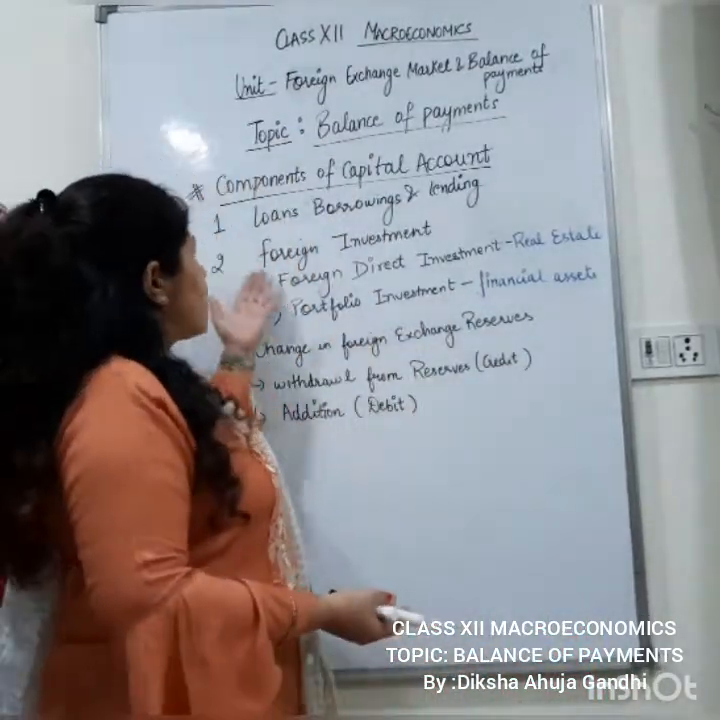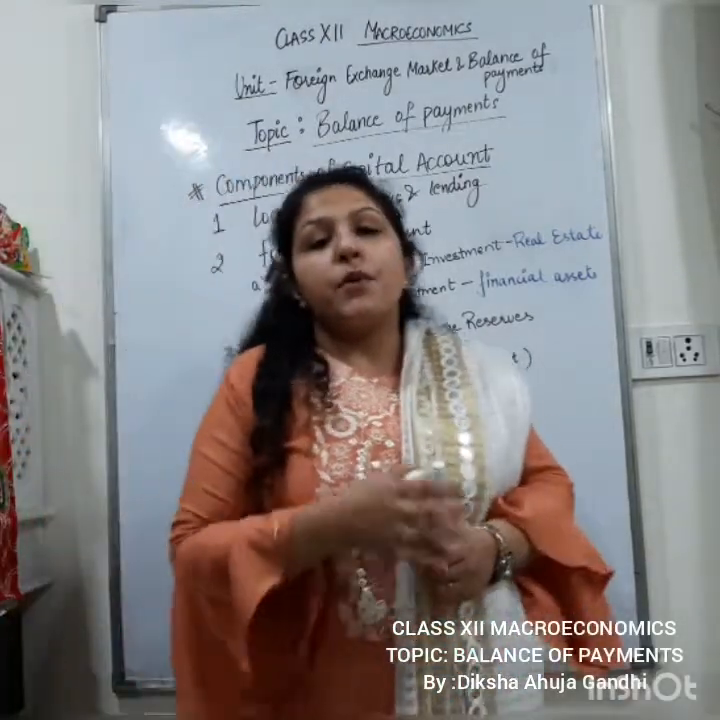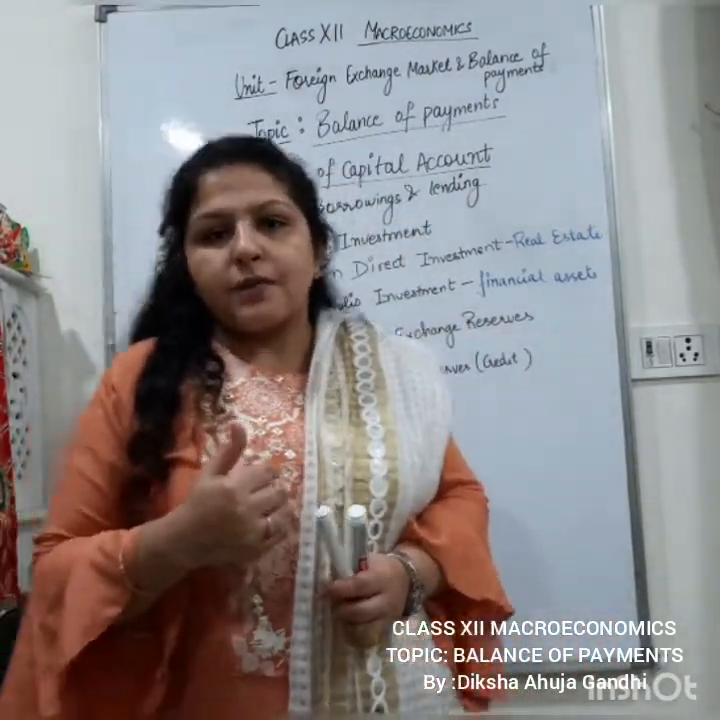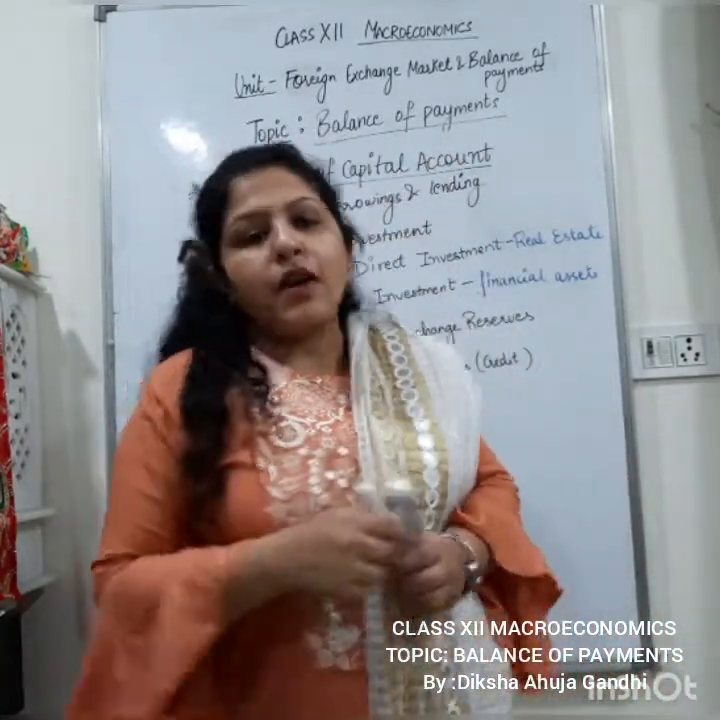So let's talk about a few examples or components. The first component is loans, borrowings and lendings. When we borrow from some other country, that means some dollars will come into India, right? An inflow of dollars will take place. So it will come on the credit side.